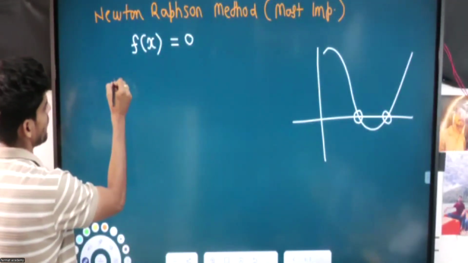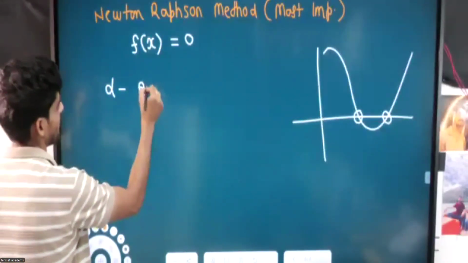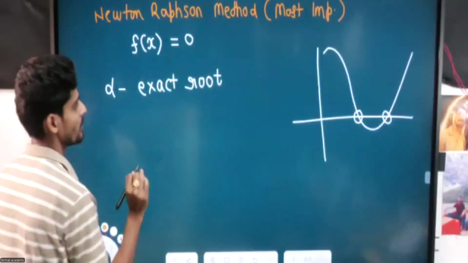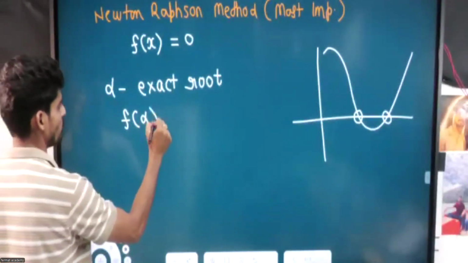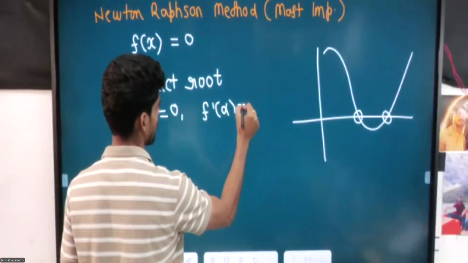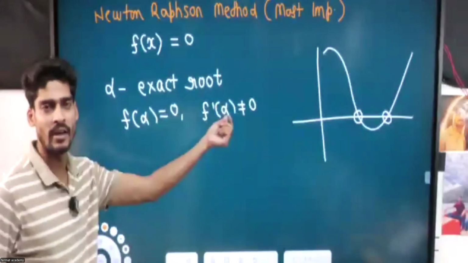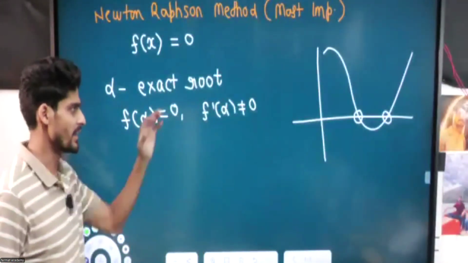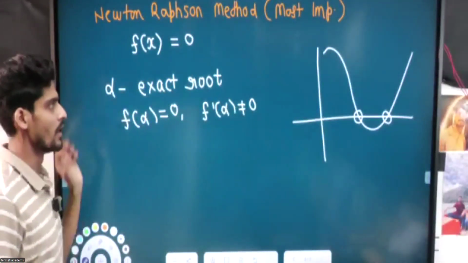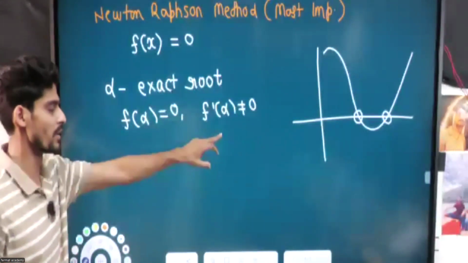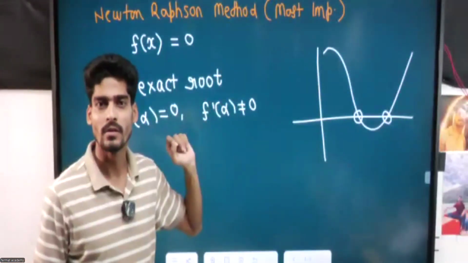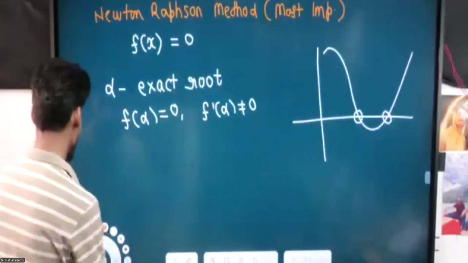Let's suppose I know that alpha is my exact root. So I have f(alpha) = 0, and also assume that f'(alpha) is non-zero. I'll tell you later why we are considering this one, and I'll give you the whole theory. So suppose we know the function has alpha as a root and alpha is a simple root. Simple root means the function is becoming 0 at alpha, but f' is not 0 at the point alpha. So let me generate a scheme.